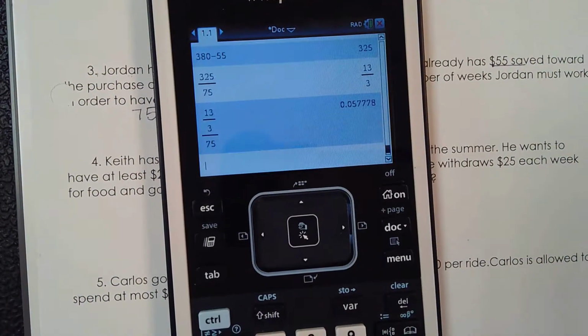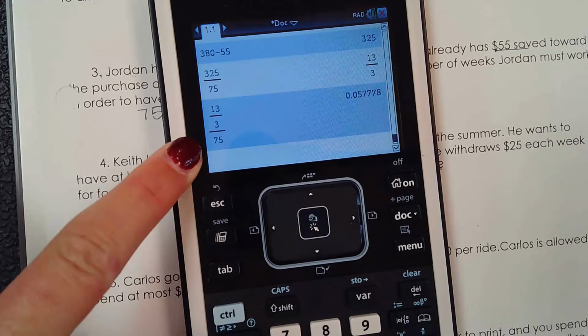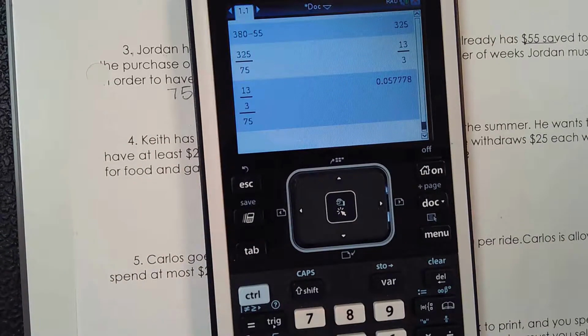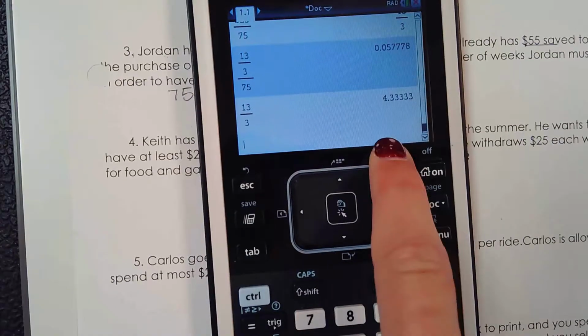Control, enter. Okay, so look, this is what I was talking about. Right here. Is that what we wanted to divide? No. So you need to go back and double check it. So 13 divided by 3. Control, enter. That'll give us the right number.